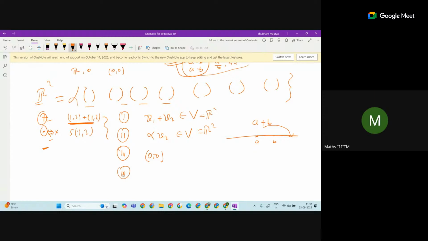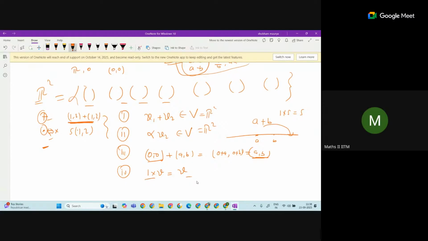The fourth rule is that you can multiply 1 and 5 and get 5. So I can multiply 1 with any vector v, and I will get v. That is your fourth rule. And I can add zero with any vector, let's say (a, b). If I add, 0 plus a, 0 plus b is nothing but a comma b. Once you add the zero vector, you get the same vector.